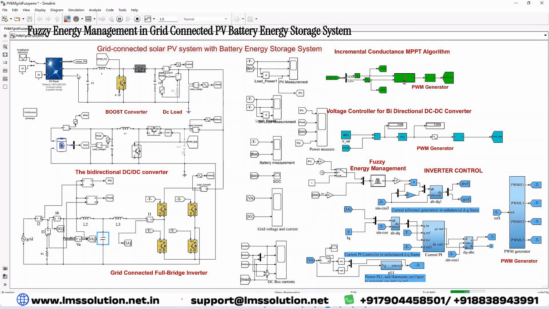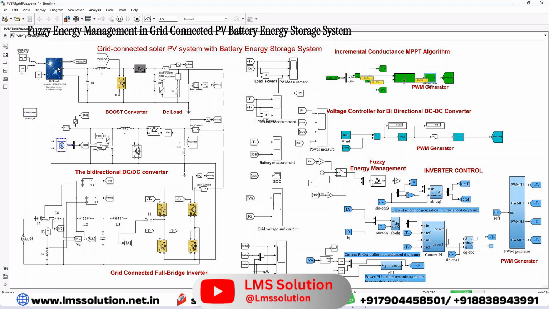Next process is control of the PV. For that you have to measure the PV voltage and current. The PV voltage and current will be the input for this MPPT algorithm. Based upon the input voltage and current, it will generate the duty cycle. This duty cycle is processed via the PWM generator, which will generate the pulse. This pulse will be used to control the IGBT of this boost converter to extract the maximum power from the PV panel, and also boost the voltage from around 245 volt to 400 volt.